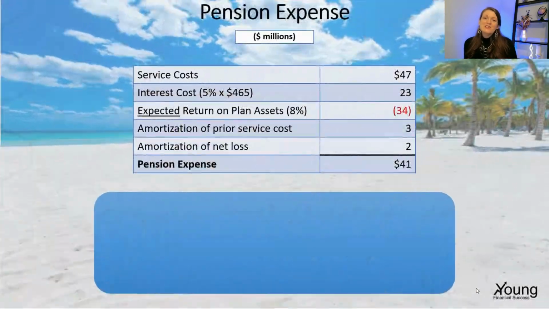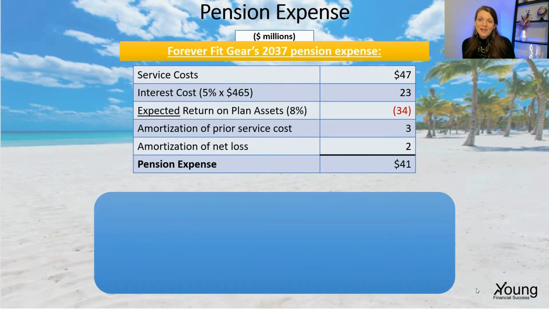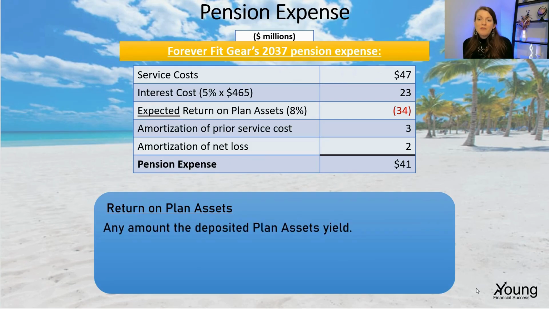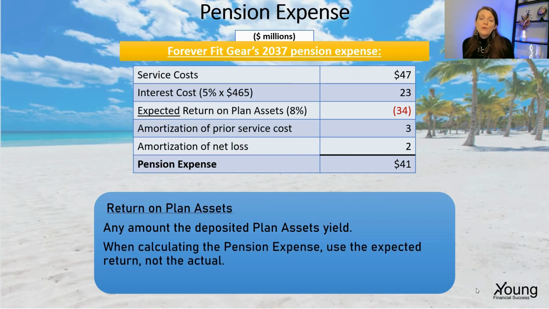Then we get to our expected return on plan assets. So whenever we calculate our pension expense, we are not going to use the actual return. Instead, we use the expected return. We had expected to only earn 8%. So that's what we thought our assets would yield. So our plan assets, they're put aside in a trust. They are invested in stocks and bonds and other types of investments. And a yield means the return. We thought we were going to get 8%. So we use that expected amount. We do not use the actual.